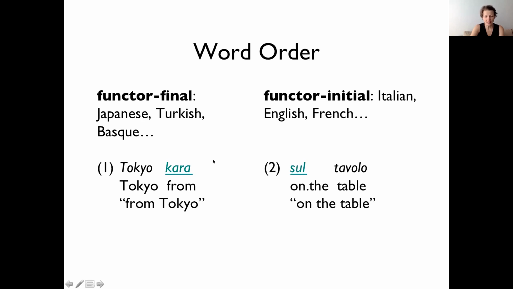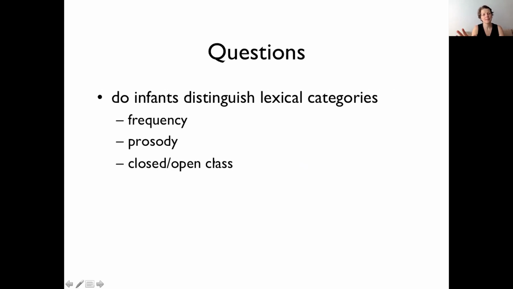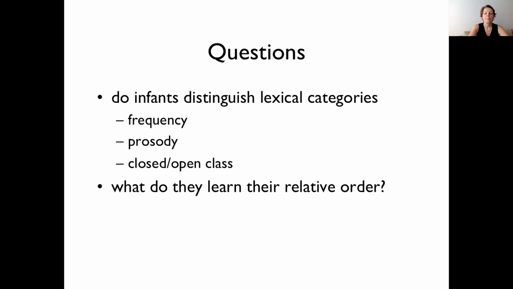So essentially, the question I'm asking is, can infants distinguish between the two broad lexical categories on the basis of their different frequencies, prosodies or phonologies, and the open closed class distinction? And beyond just distinguishing between the two categories, do they also encode their relative position in these very broad terms, as I was telling you?